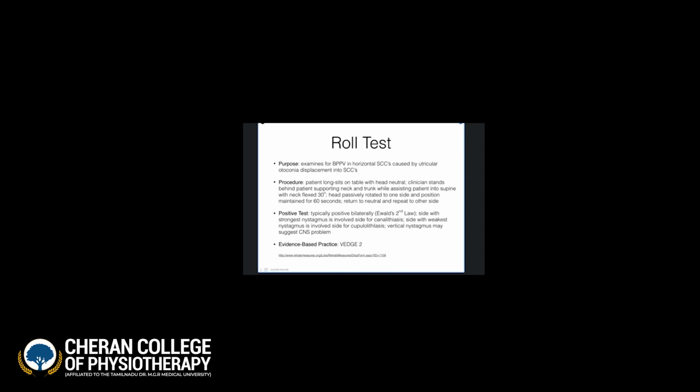So, what is a positive test? It is typically positive bilaterally. The side with the strongest nystagmus indicates the side of canalithiasis. The side with the weakest nystagmus indicates the side of cupulolithiasis. Vertical nystagmus may be suggestive of a CNS problem. So, this is called the roll test for the lateral canal.